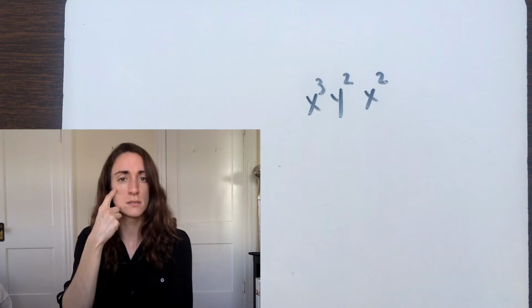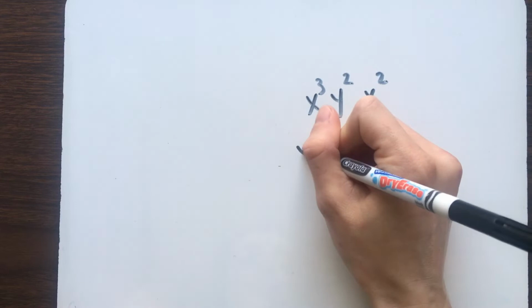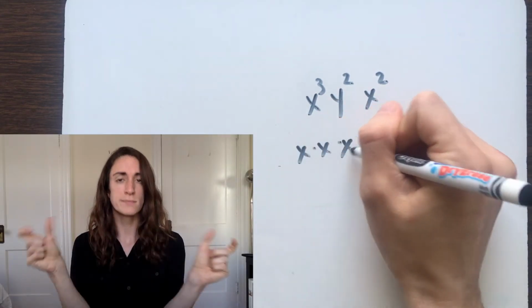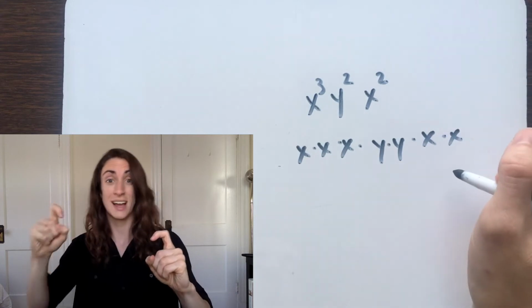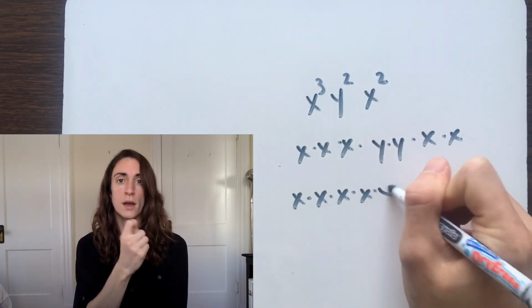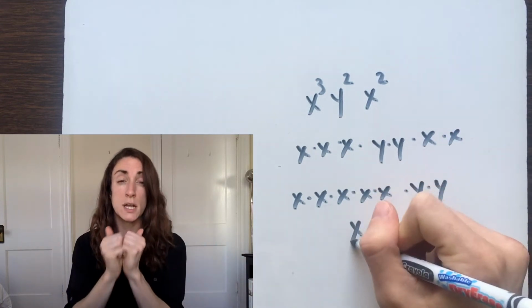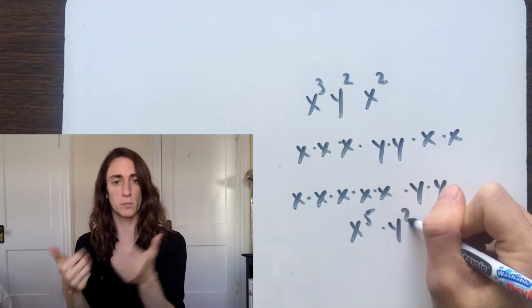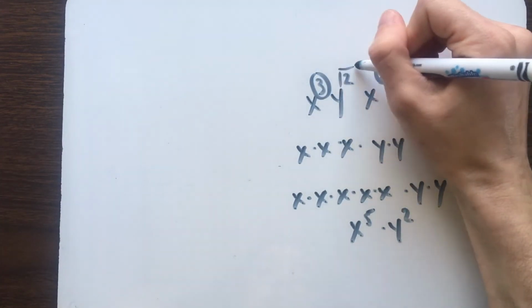So let's write this out with expansion and see what's going on. Remember that multiplication is commutative, so we can take the 2 x's at the end of the expression and move them closer to the 3 x's in the beginning of the expression. So now you can see that x is being multiplied by itself 5 times, which is x to the 5th, and y is still being squared. The takeaway here is that this multiplication property of exponents only applies to terms that have the same base.